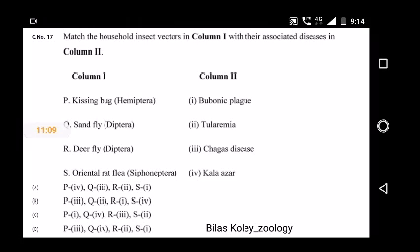Now we will discuss question number 17. Match the household insect vectors in column 1 with their associated disease in column 2. In column 1, the options are kissing bug, sandfly, deer fly, oriental rat flea. And in column 2, the options are bubonic plague, tularemia, Chagas disease and Kala-azar. After right arrangement of column 1 with respect to column 2, the right option is option D.